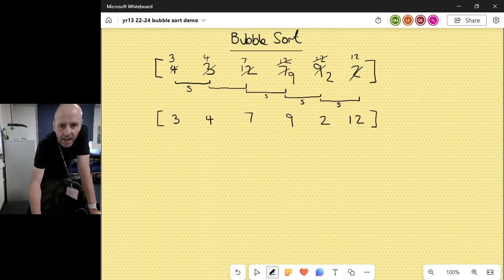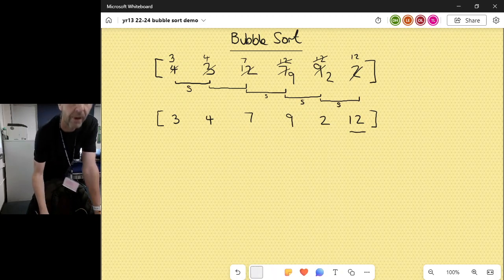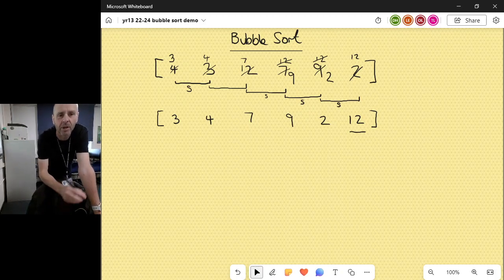Okay, so I am going to put a line under that just to mark it for me as that's the right space, so I don't go too far. You could, if you wanted to, leave the 12 outside of this array, but I'm not going to do that. I'm just going to put a marker under it, and I'll just extend that line as we go along.